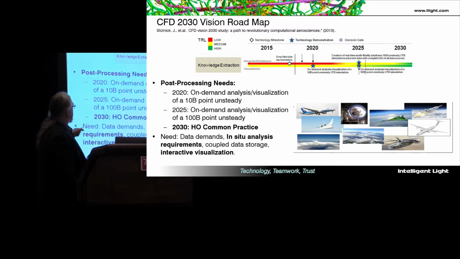I think this is one thing that's funny. 2020, 10 billion point unsteady. Our customer, JAXA in Japan, is doing that with FieldView now. So they're a few years, 2 years ahead, I guess. That's a good point to be on.